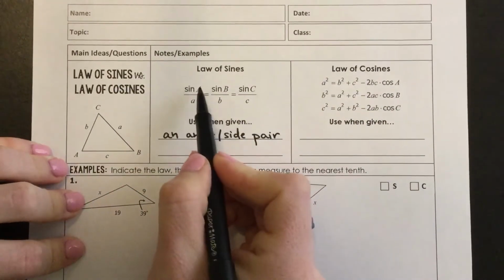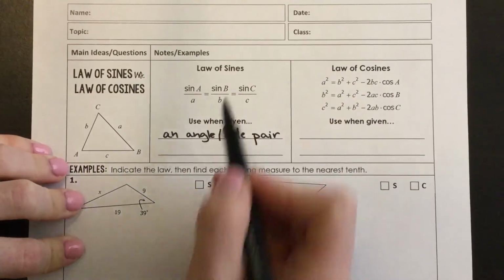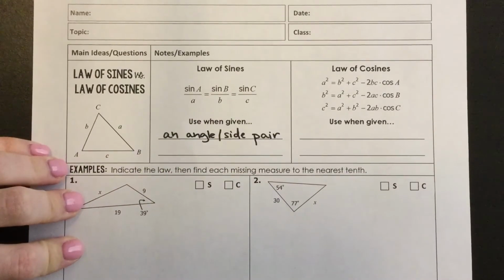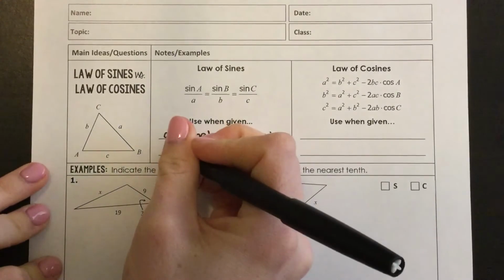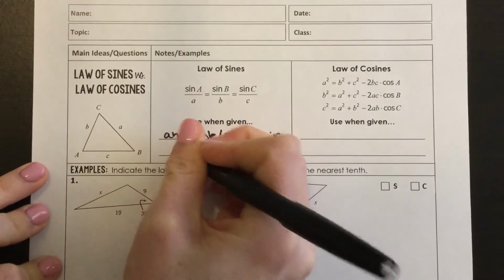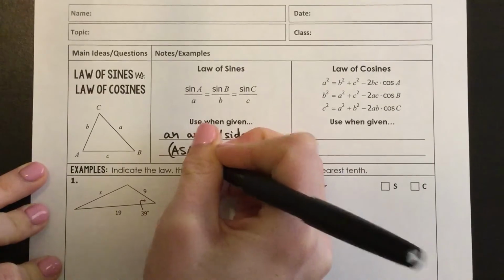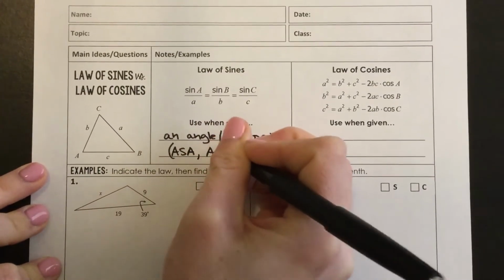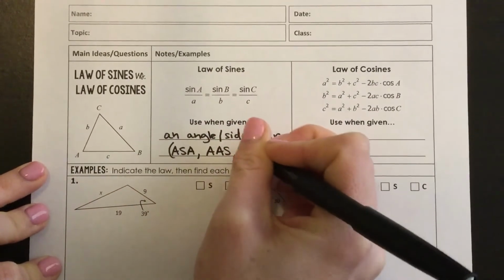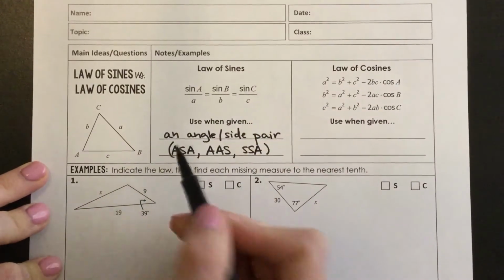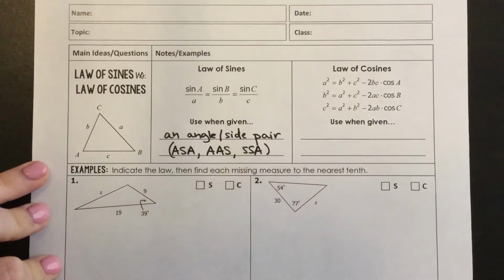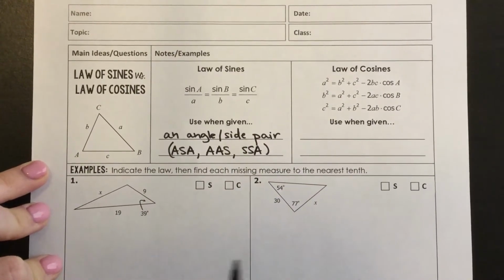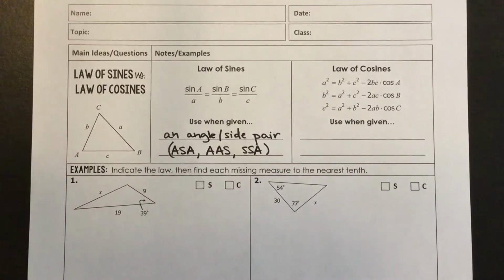So if you have angle A and side A, or both B's or both C's, all right? There are three scenarios where that will pop up: if you have angle side angle, if you have angle angle side, or if you have side side angle. So two different ways to have two angles and a side, and then one way to have two sides and an angle. Those are the scenarios where you have one angle side pair and then another piece.